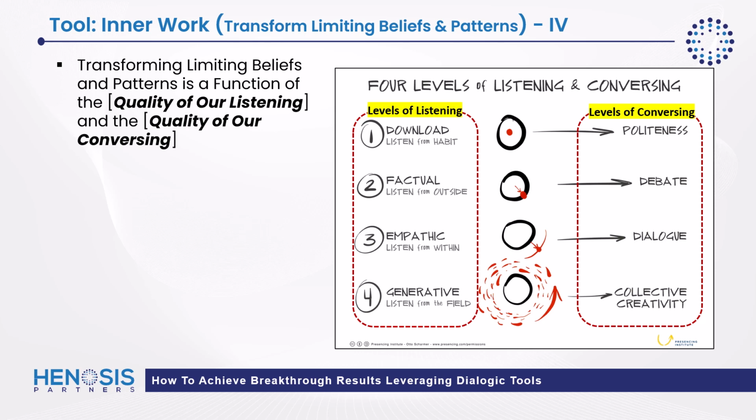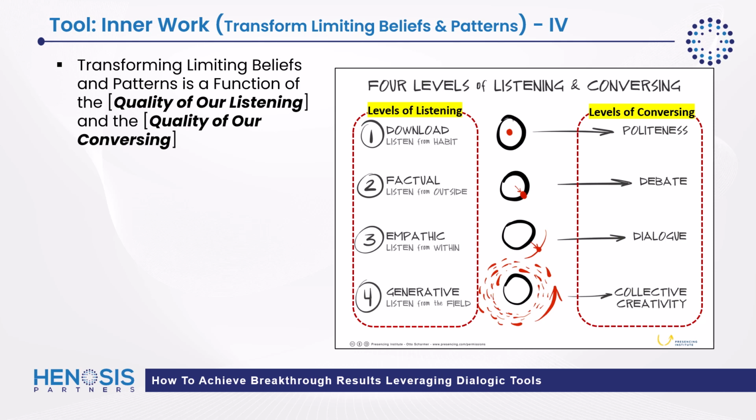This form of listening reflects us listening within our own construct, that is, within our own ego. And it's this level of listening that results in a form of conversing that can only be described as politeness, which does not result in any meaningful transformative type of change. Level 2 listening can be described as more of factual listening, where we're listening from outside our construct, that is, outside of our ego. We're listening from the periphery of things and noticing disconfirming data from what we already know. This level of listening often results in more of a debate style of conversing.